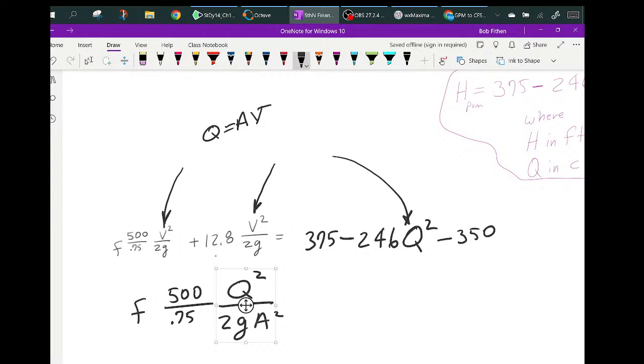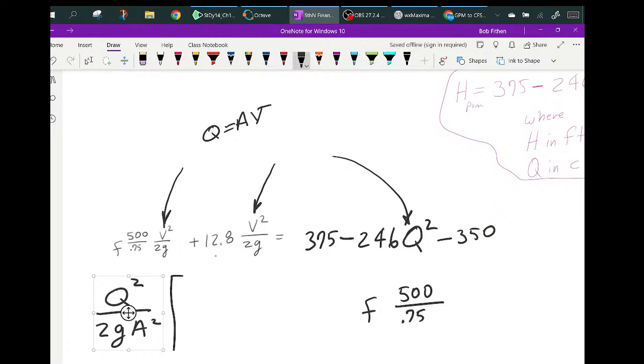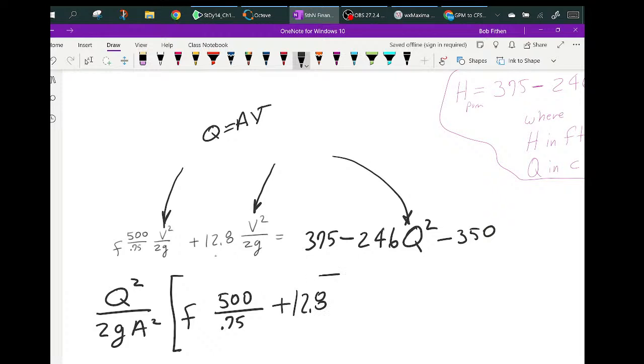Or here, let's do it this way. Grab this part. Move it over here. And take this part. Just for space limitations, I'm going to move it up here. I'm going to put parentheses. I'm going to draw this back. And then I'm going to add 12.8.